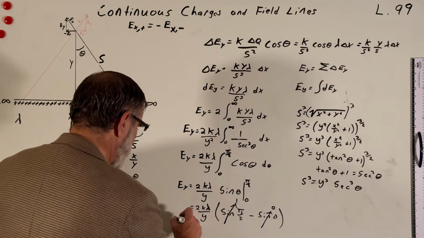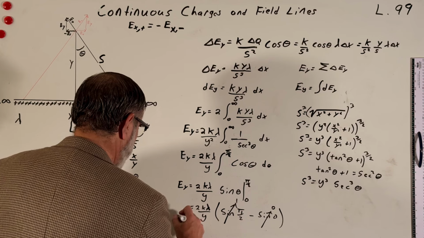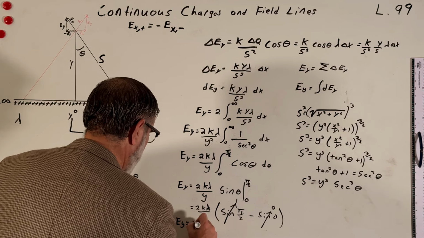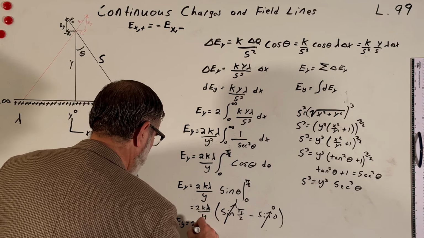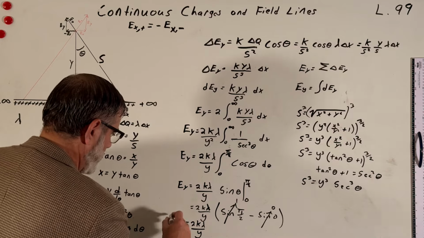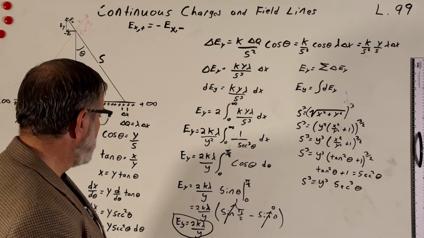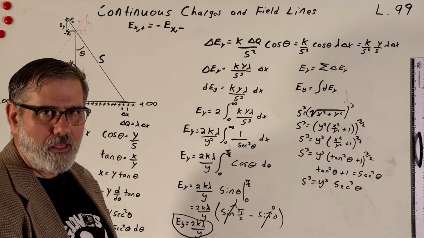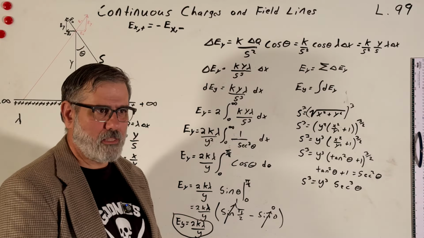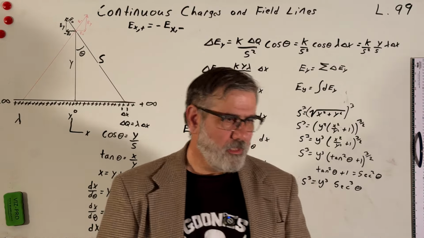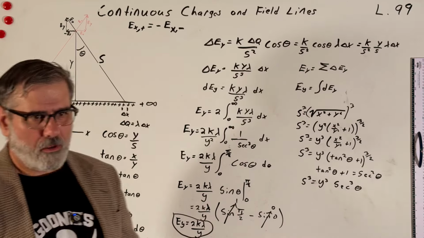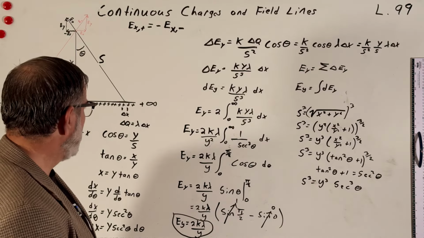So my final answer, squished down here at the bottom, is that E sub y is equal to 2k lambda over y. I'll circle it like that because it's really getting squashed. Man, that was a lot of work, wasn't it? I wouldn't say it's a really easy one, but it's pretty easy. There are much harder ones to work. But this is how you do a simple problem.